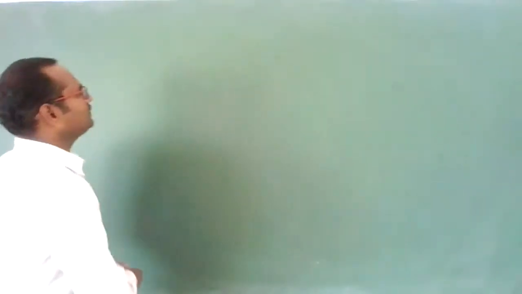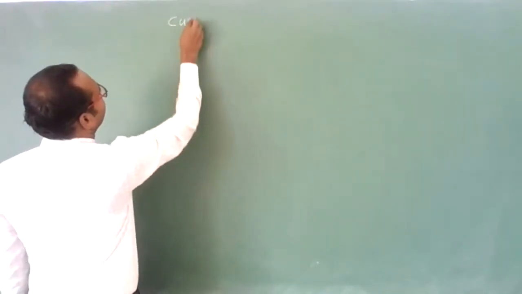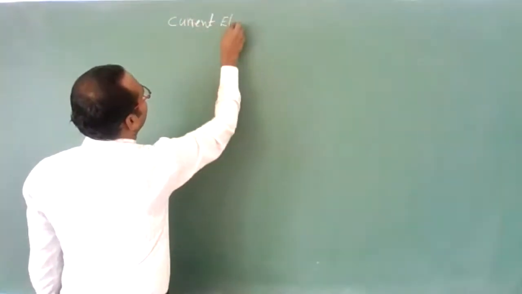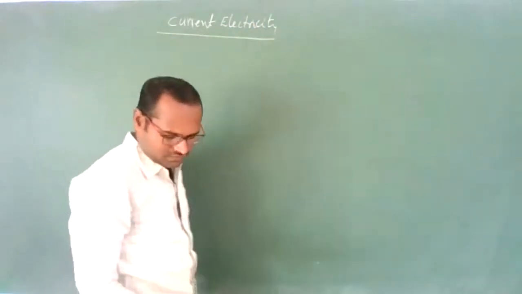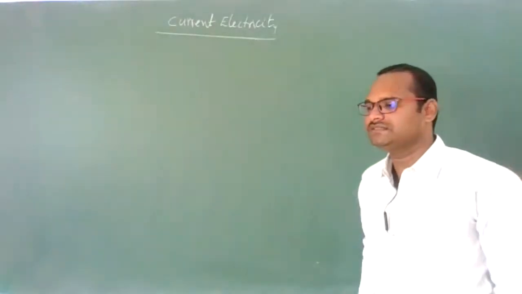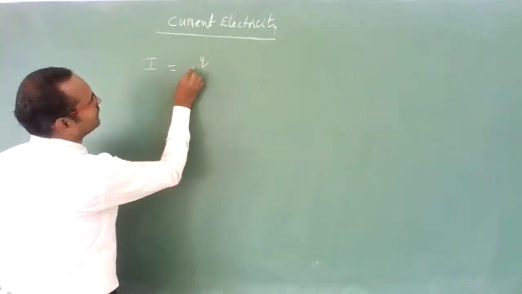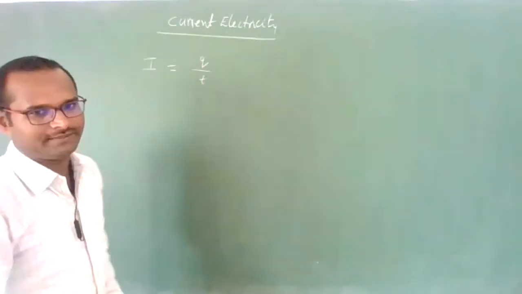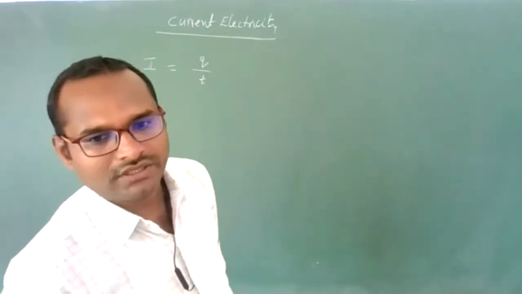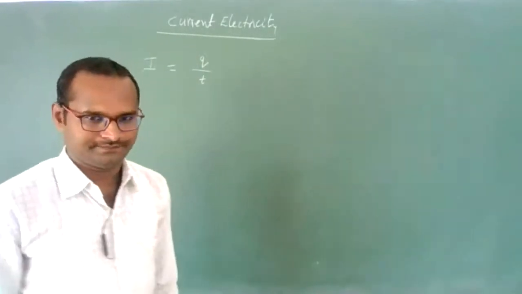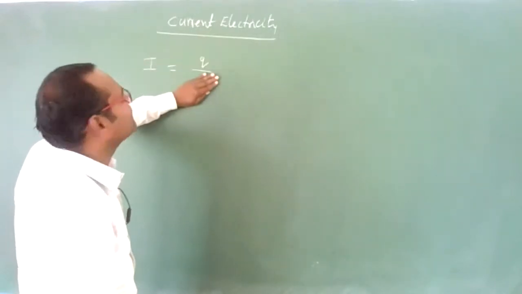So, students, today we are going to enter into a new topic, that is current electricity. Students, you know about current. What is current? Current is nothing but the amount of charge which is flowing through an area of cross section per unit time. Whenever charge flows, that flowing charge will constitute current. Clear? So current is nothing but charge flowing per unit time.